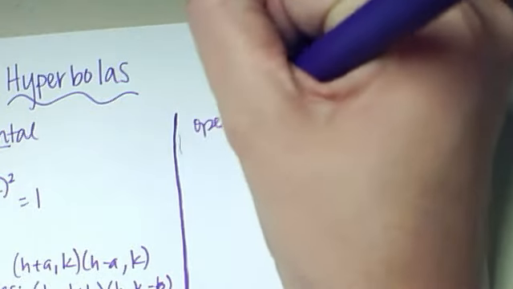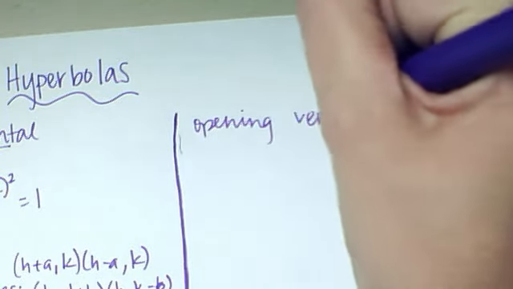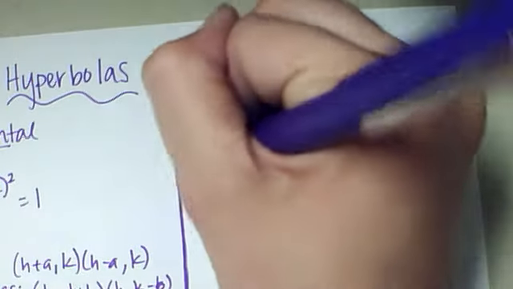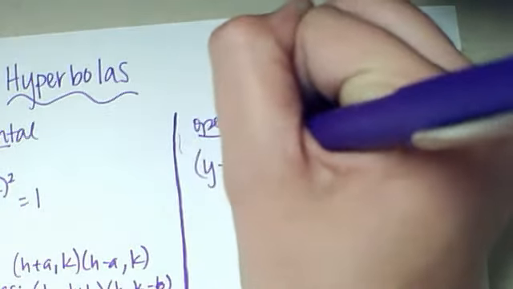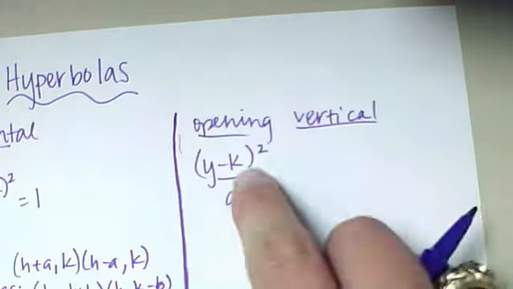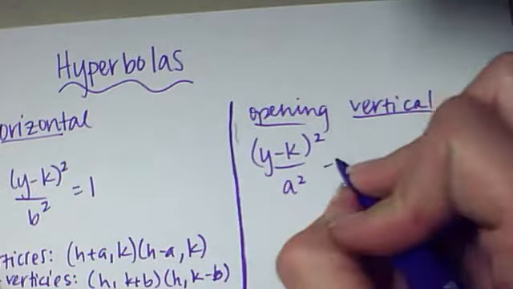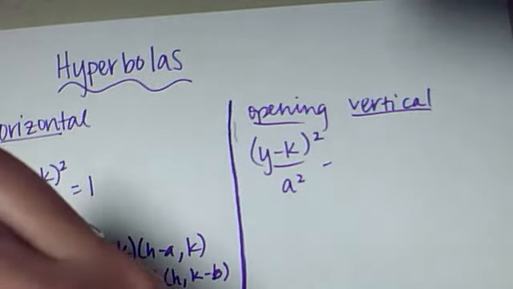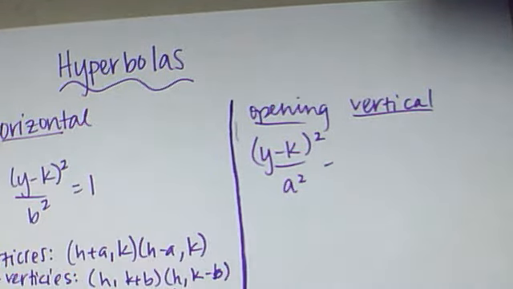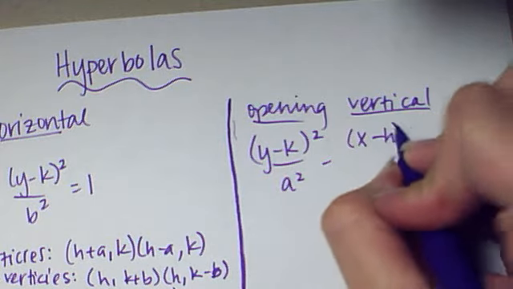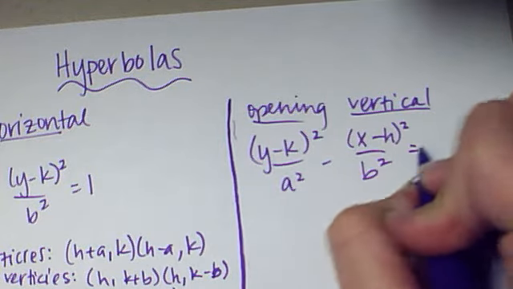If it is opening vertically, then that's (y minus k) quantity squared over a squared. See, this changed places from here to here. Now the y is above the larger, minus (x minus h) quantity squared over b squared equals 1.